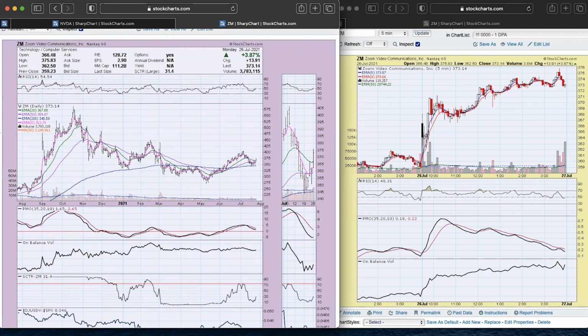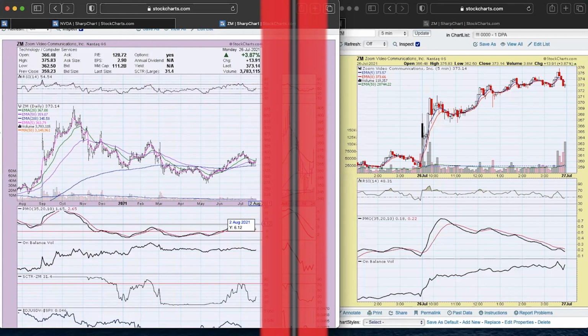How do you enter? You look at your 5-minute candlestick. Watch it in the morning, because right now we have the PMO pointed downward. If we start to see that PMO turn up in oversold territory, that is going to be a great buy point for you. So look for a PMO crossover and a positive RSI. Happy trading. That's it for us.